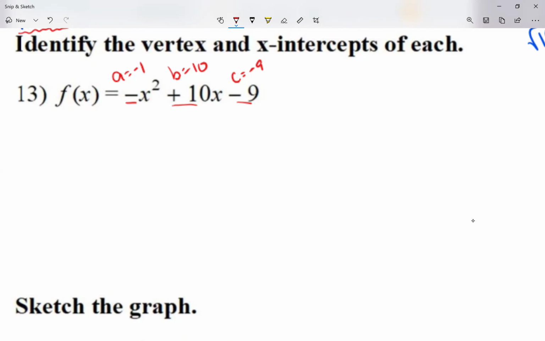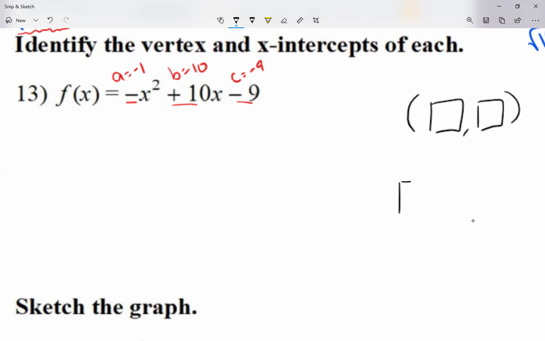So now for the vertex, we have to identify the vertex. And I know on your questions, first I have a parentheses there with two values. That's our vertex, the x and the y value of our vertex. And then I have a big space where you have to type in your x-intercepts. Sometimes it's 2, sometimes it's 1, sometimes it's none. But let's take a look. Let me work this out.